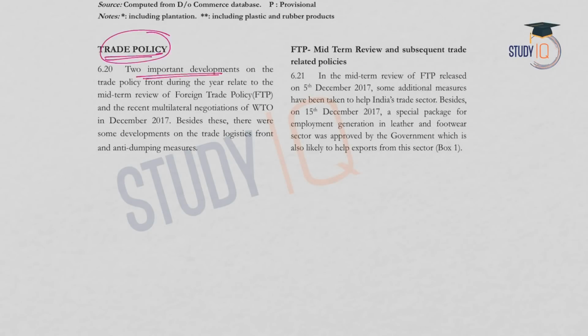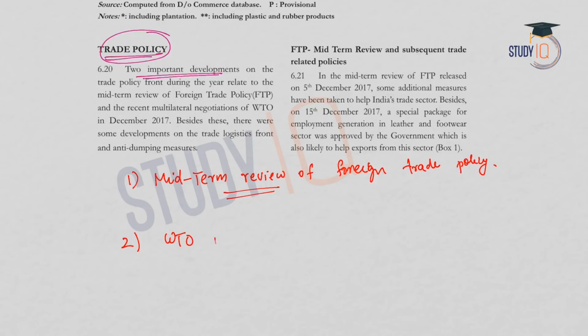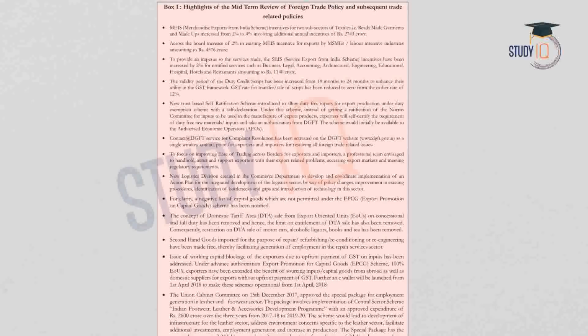Now coming to the trade policy, there were two important developments on the trade policy front in India. One was the midterm review of foreign trade policy, which we will discuss in detail in this lecture, and the second one was multilateral negotiations at the WTO in December 2017. And the multilateral negotiations ended without a ministerial declaration or without a substantive outcome. So we will discuss about the midterm review of foreign trade policy.